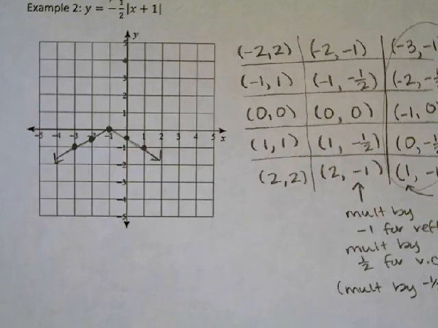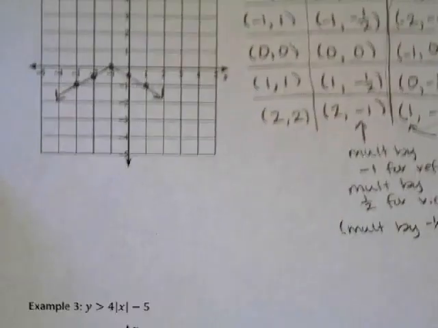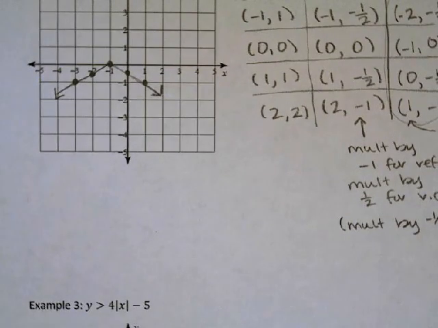Okay. Go ahead and write down the transformations that you see for example 3. There are 2 of them. 2 transformations.